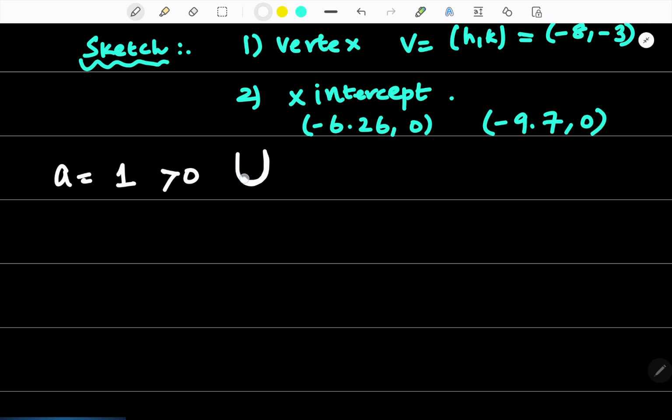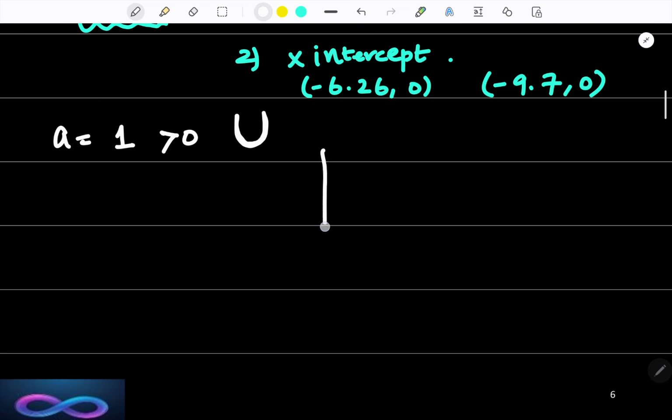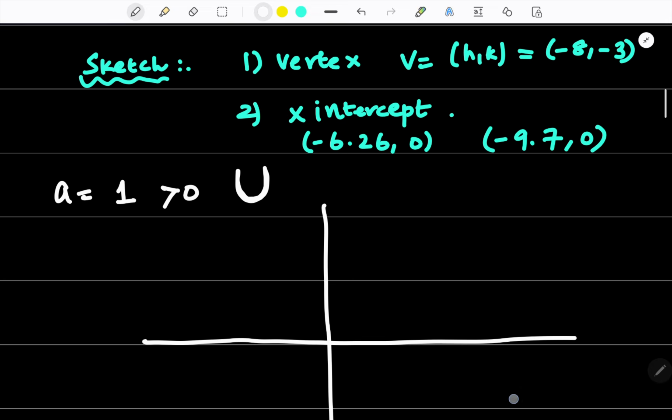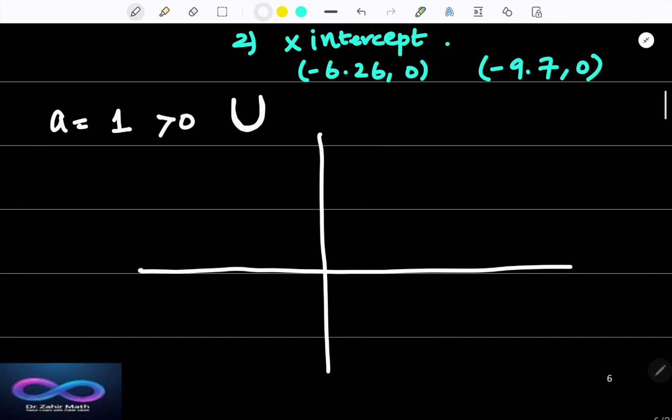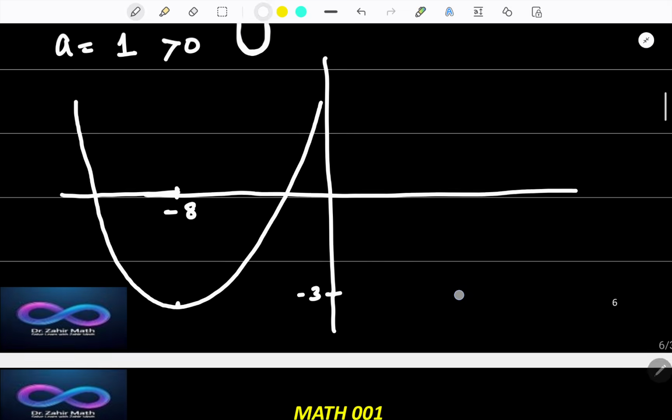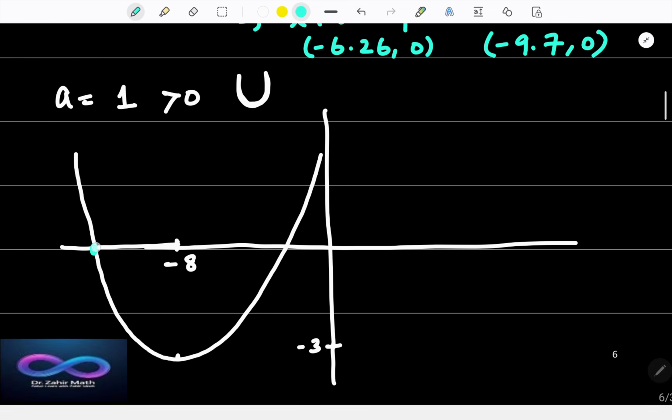So the parabola will be like this. Let me draw an approximate parabola. Yes, vertex is minus 8 comma minus 3. So this is your minus 8, and minus 3 is here. So this point is minus 8 comma minus 3. So the parabola will be like this. Okay, all of you?